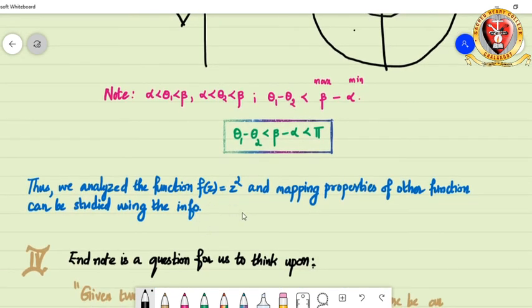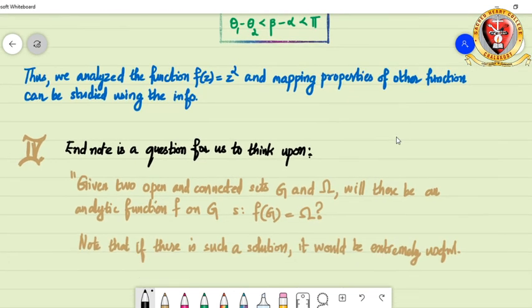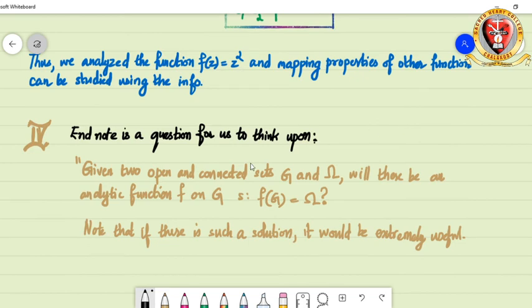Thus we analyzed the function f of z equal to z square, and the mapping properties of other functions can be studied using the same information. We are going to end with part 4, which is our end note, and that is a question for us to ponder upon.